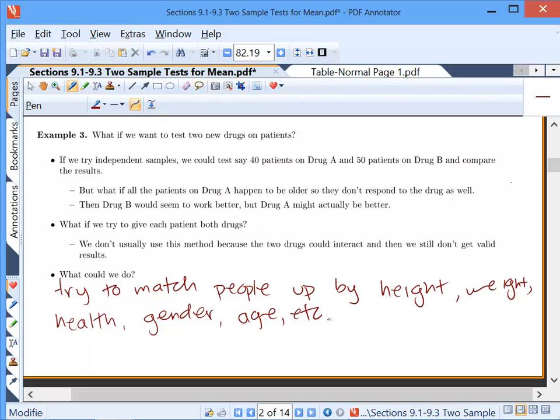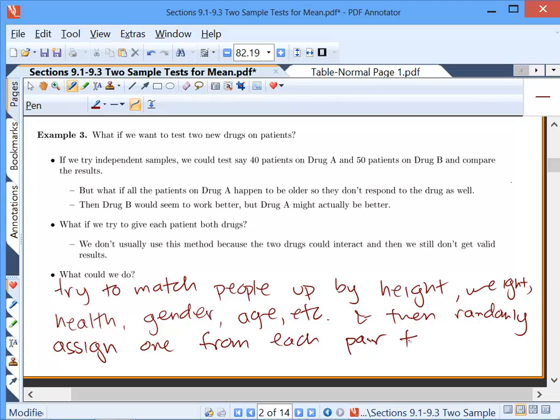But so you match them up as best as you possibly can, and then randomly assign one from each pair to each drug. So you match up the pairs in advance and then randomly assign one to each drug. And that will give you not exact paired samples, but pretty close. And so you could get rid of just a little more bias that way.